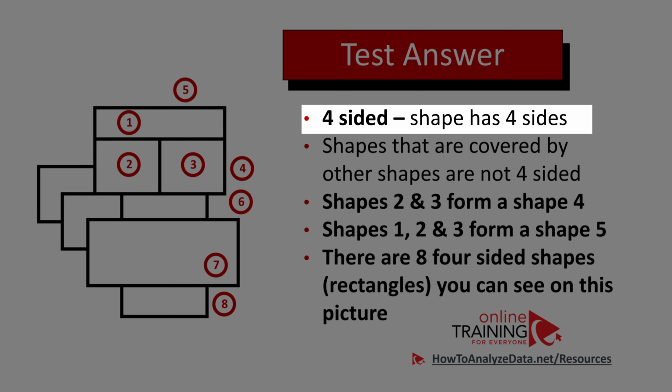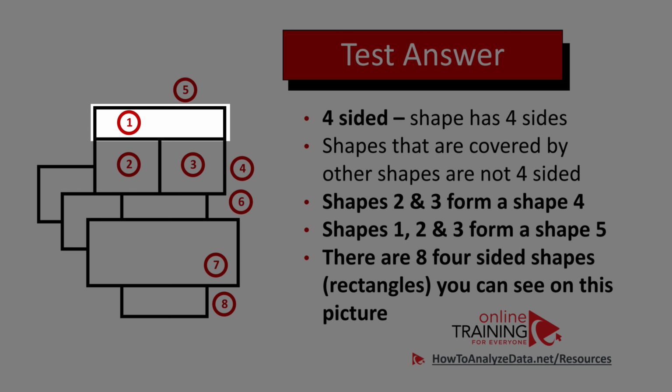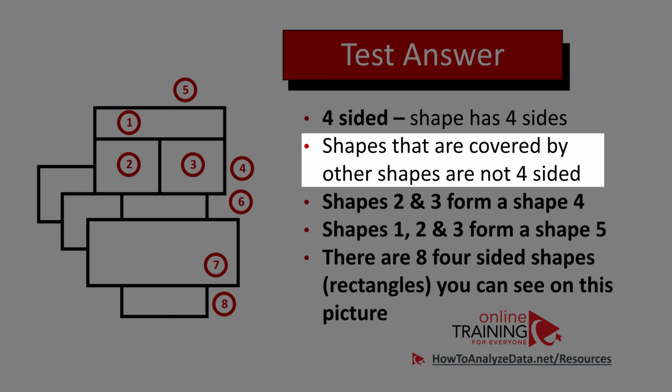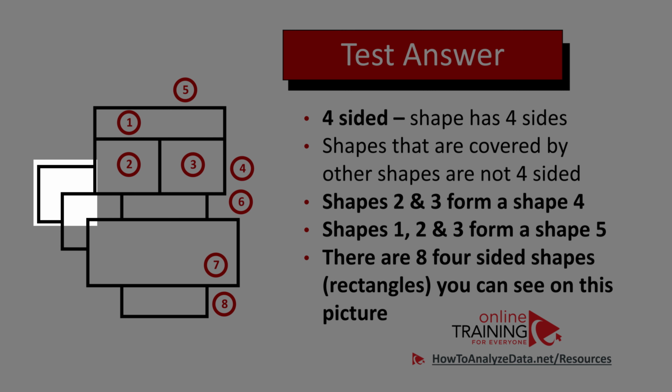For example, a rectangle has four sides, and you see a rectangle here which has four sides, and this shape matches the criteria. Shapes that are covered by other shapes are not four-sided. For example, we have something that mimics a square here, but because it's covered by another square, it is not four-sided. Actually, it has 5 sides.